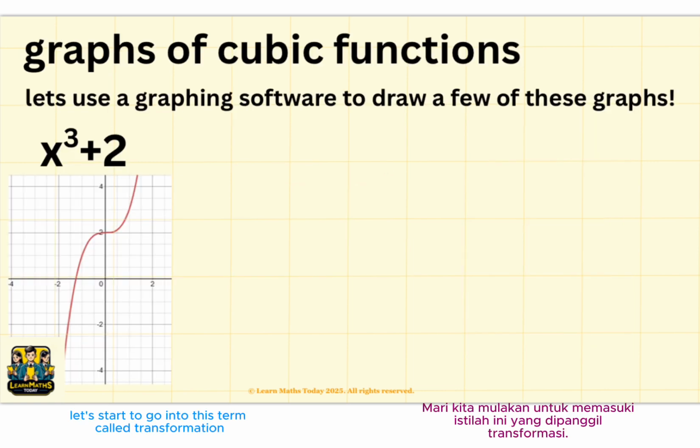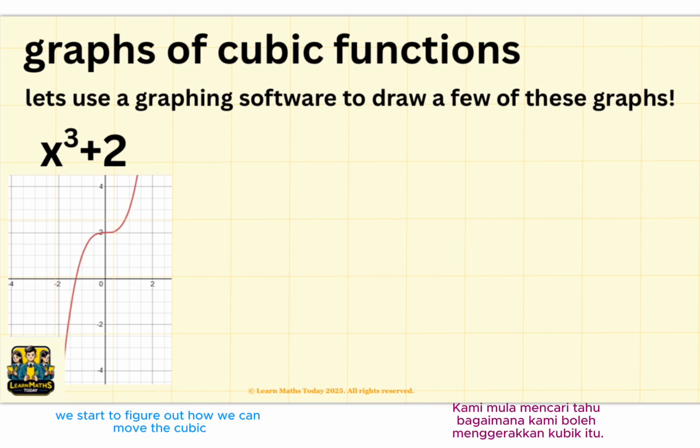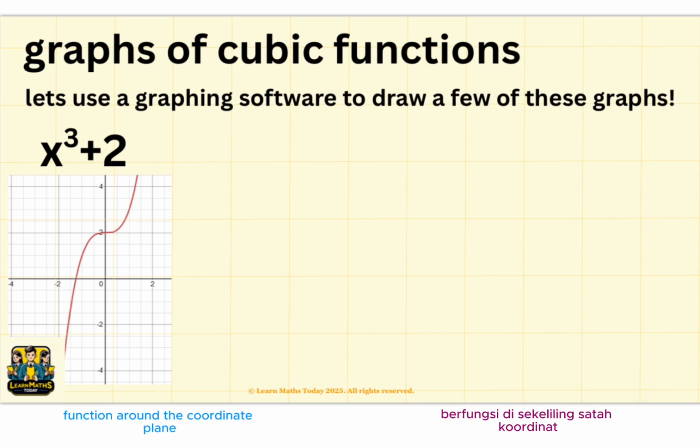Now let's go into this term called transformation. We start to figure out how we can move the cubic function around the coordinate plane. Let's start with what we know. Remember our basic cubic function, x cubed? It always passes through the origin at 0, 0. But let's do this with x cubed plus 2.